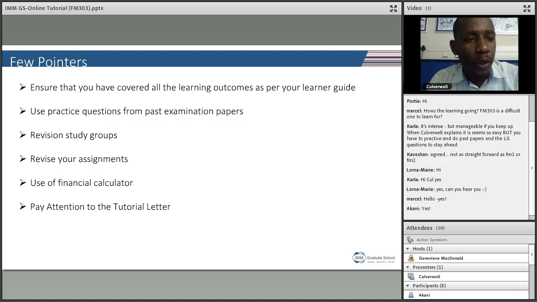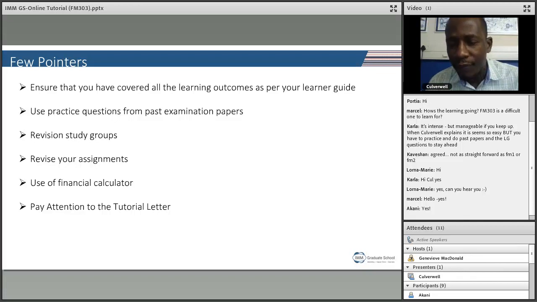So that's one. Two, use practical questions from past examination papers. So important. On your e-learn, you have 3 past examination papers together with their guidelines. So what I suggest you do is, let's say you have covered learning unit 1, go print out or view the 3 past papers that are there, and attempt to respond to questions that fall in unit 1. After you've attempted, go see the responses from the guidelines.